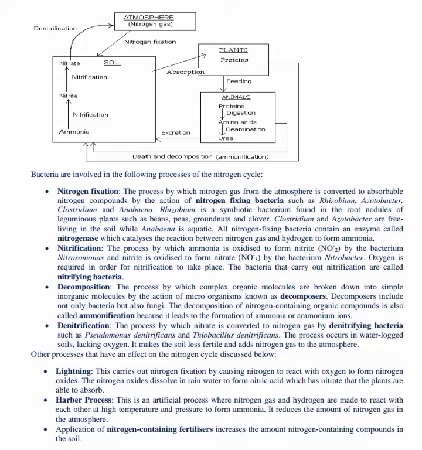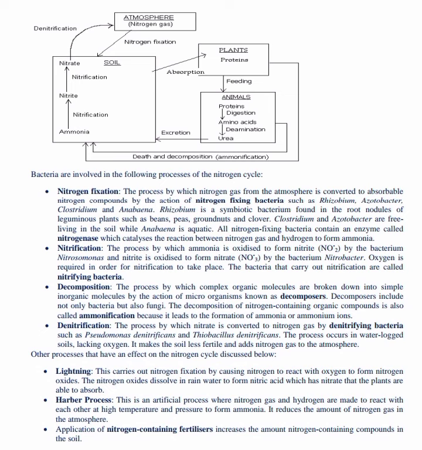Today we are looking at the nitrogen cycle. First of all, you need to know the occurrence of nitrogen. We can find it in the atmosphere as nitrogen gas. We can find it in the soil as ammonia, as nitrites or nitrates. We can also find it in plants as proteins, as amino acids.